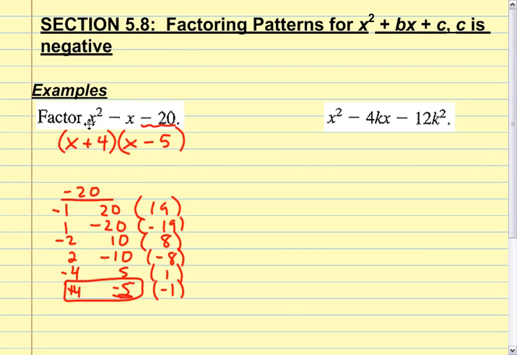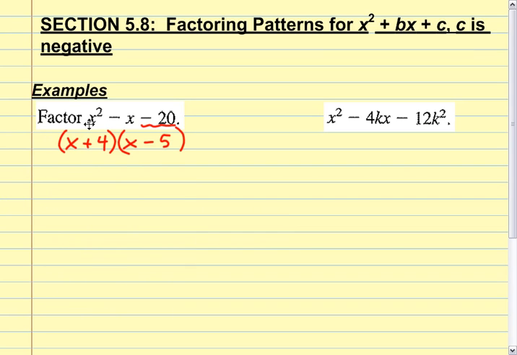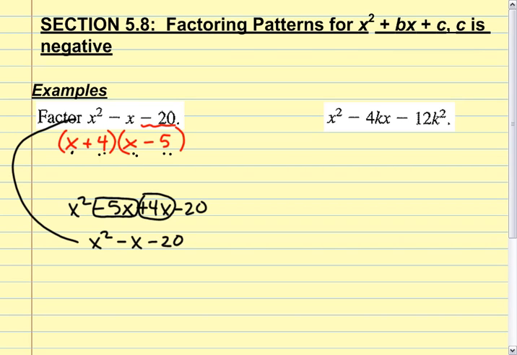Okay? Now, let me do this quickly. I'm going to erase this, and just to show you, when I multiply this back out, I'm going to get x squared minus x minus 20. X times x is x squared. X times minus 5 is minus 5x. 4 times x is plus 4x. And 4 times negative 5 is negative 20. When I combine these two things, it's going to be x squared minus 1x minus 20. And that's what I wanted to get when I multiply them back.